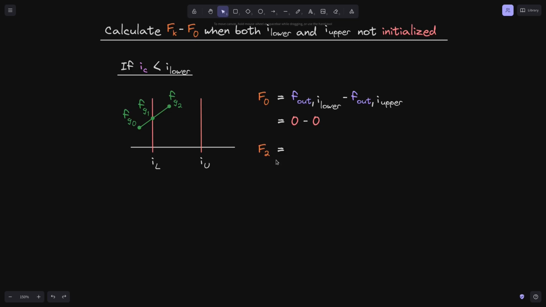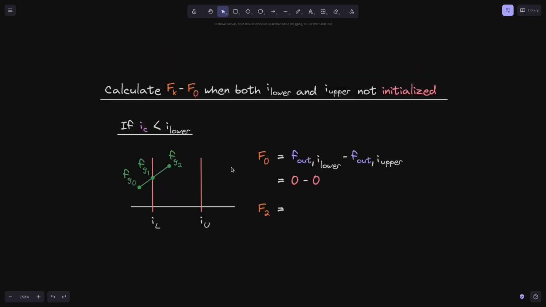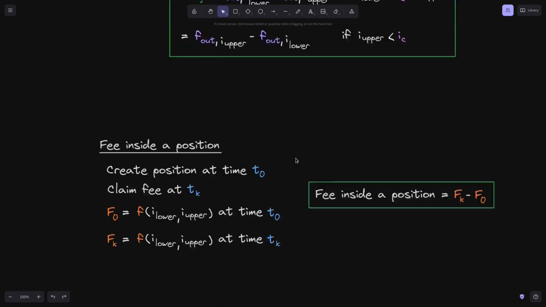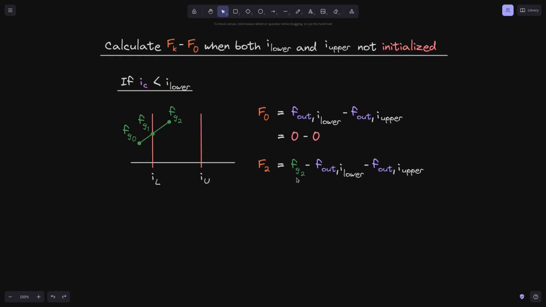Let's also do the same for f of 2, the fee growth inside at time t2. At time t2, we have the current fee growth over here, and this is in between the tick I lower and I upper. So scrolling back up, the equation that we'll need to apply is this second equation. Going back down, F2 is equal to FG2 minus F out of I lower minus F out of I upper.